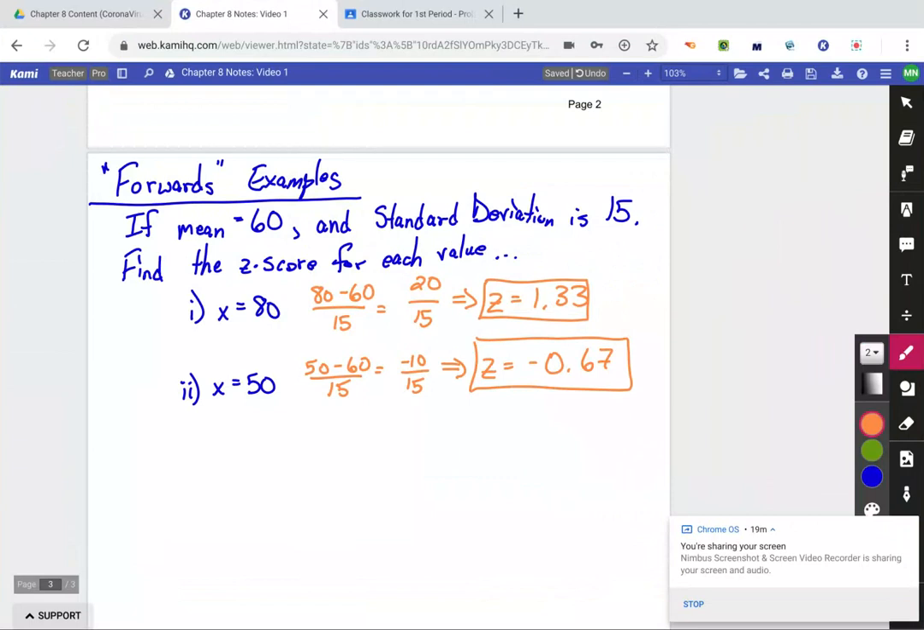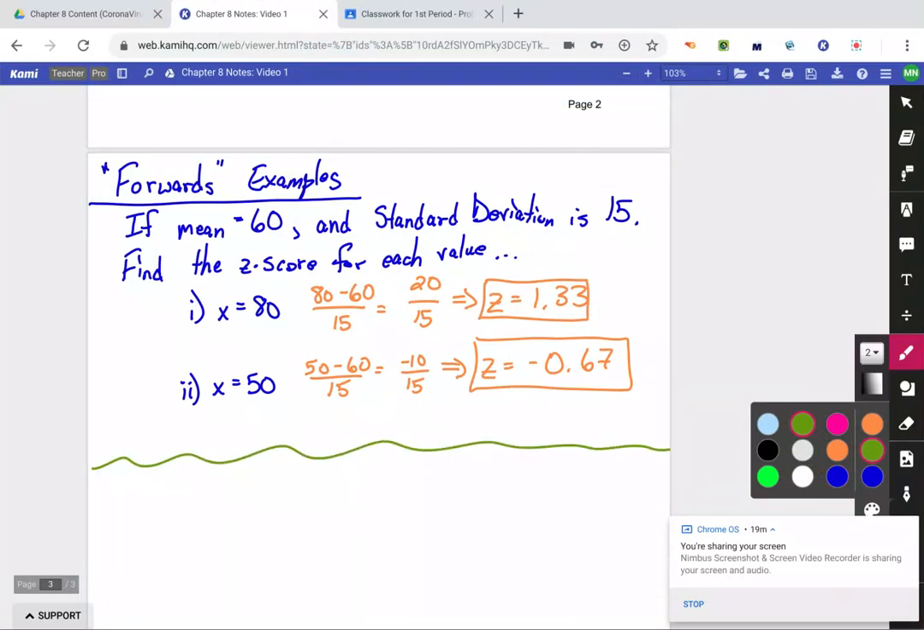Okay, that is essentially the forwards type. And as you could probably guess, the next one is the backwards type. So let's look at what those look like. Backwards examples.